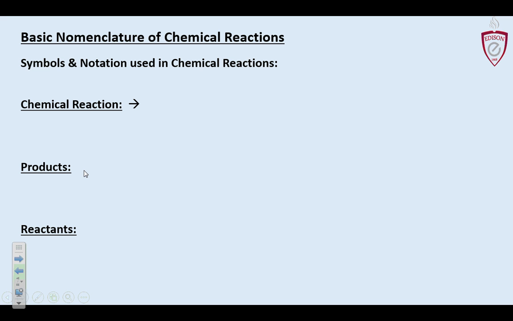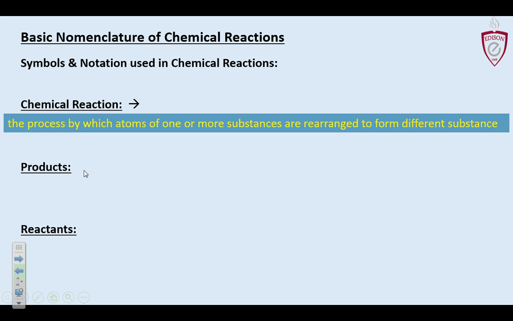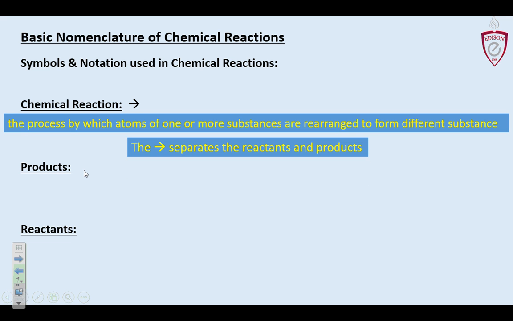All right, so first, chemical reaction. It is represented by the arrow in the middle of the reaction. A chemical reaction is the process by which atoms of substances are rearranged to form new substances. It's called a chemical change, and it's represented by that arrow separating the reactants on the left-hand side of the arrow from the products on the right-hand side.